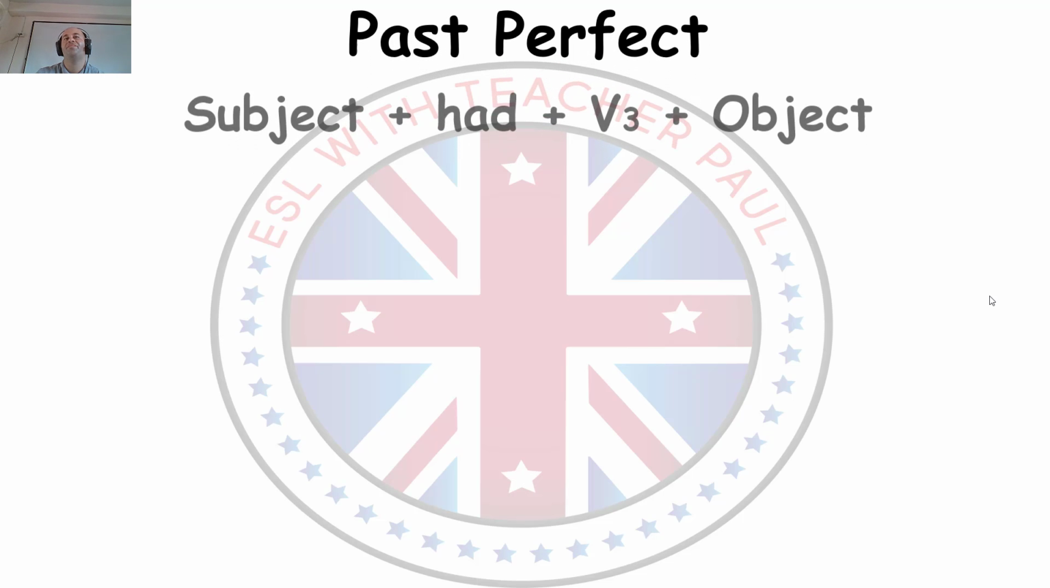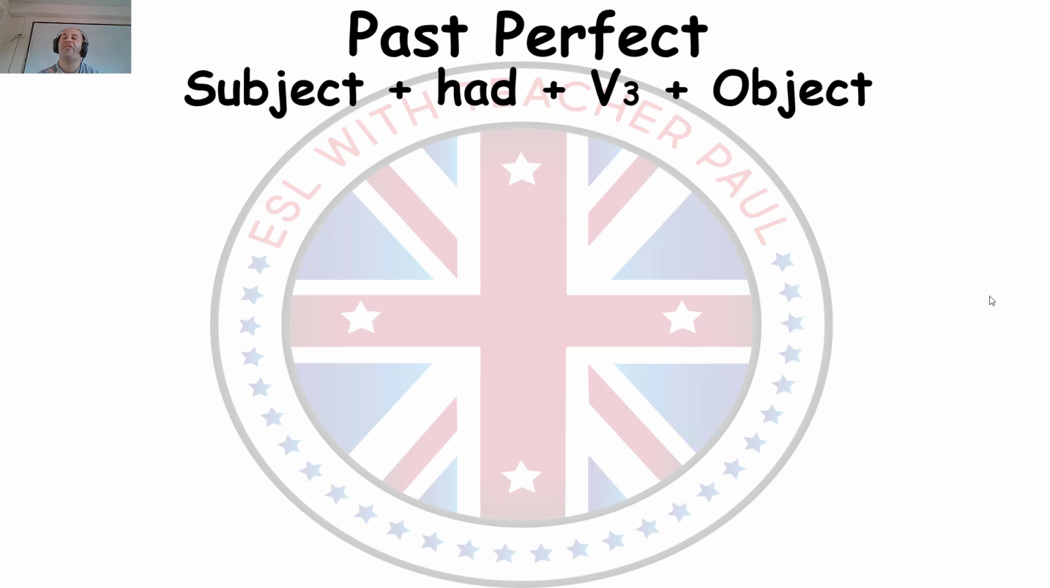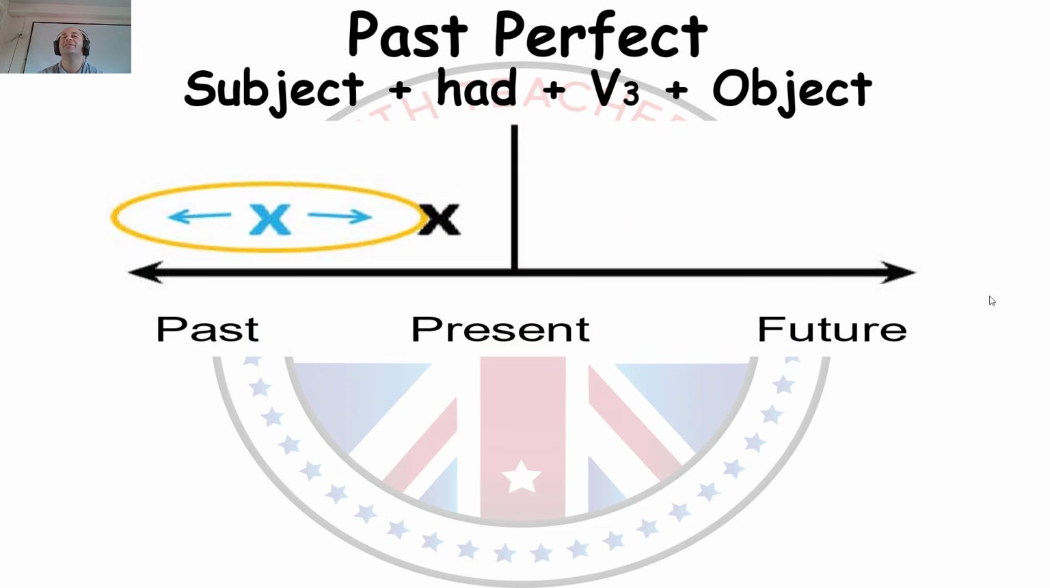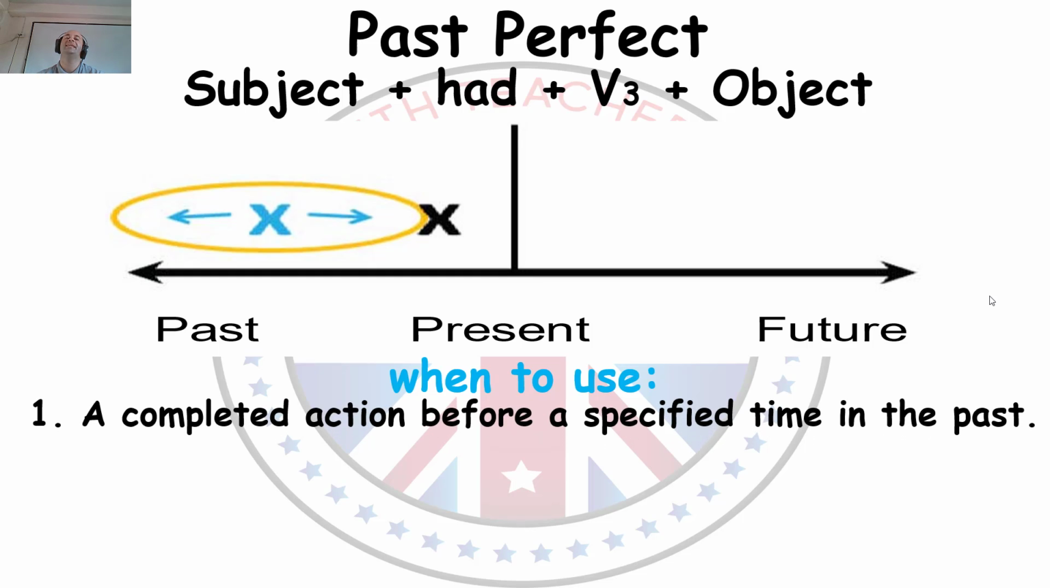Okay, past perfect. Subject had verb 3, object. Our timeline looks like this. And there are two X's, okay? So we're talking about two events, two actions or experiences, and they both happen in the past. So what it is a completed action before a specified time in the past, okay? So you did something and then something else happened, okay? Or you did something and then there was a time or something else changed.